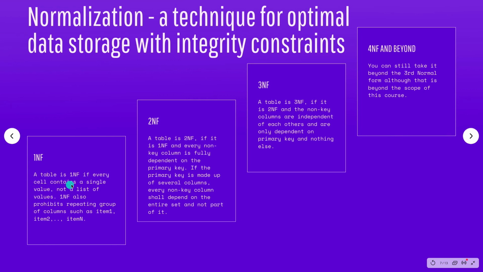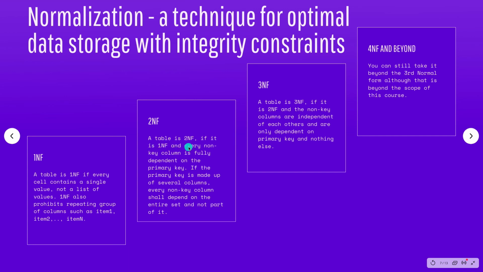A table is in first normal form if every cell contains a single value and not a list of values. First normal form also prohibits repeating groups of columns, such as having several columns like item 1 column, item 2 column, and so on. So once you bring your database, which is satisfying the first normal form, you're now ready to take it to the next level, which is the second normal form.